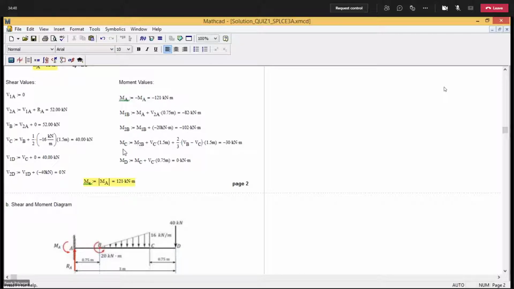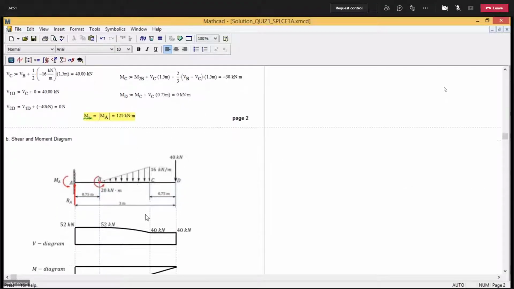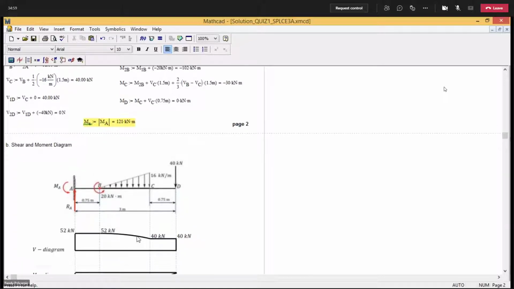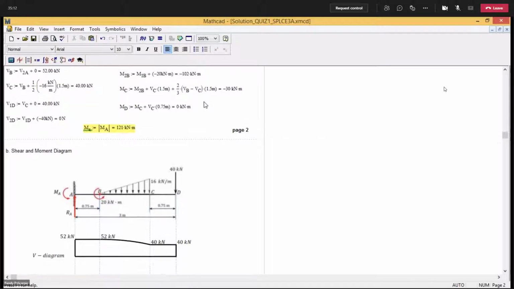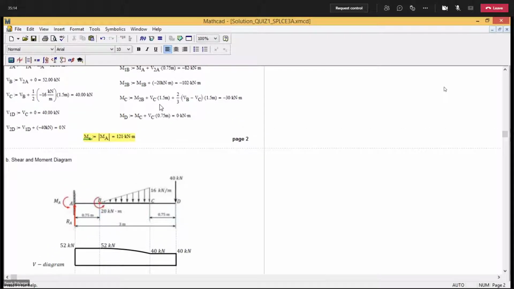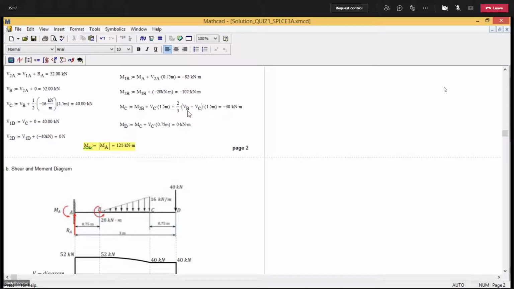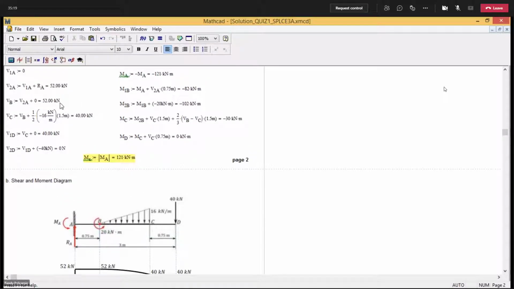Okay? And then at C, you're going to consider now the area of your shear diagram. Since you have no couple here, it's only MC. So what is the area here? The rectangle plus 2/3 of the difference between 52 and 40. So BC is 1.5, which is 40, and then V sub B minus V sub C, so that is 52 minus 40. 2/3 of 1.5 is negative 30.